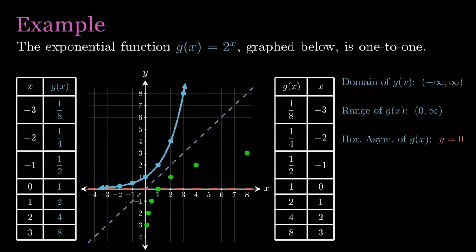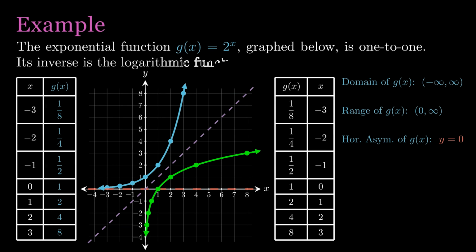And when we join those points with a nice smooth curve, we obtain the graph of the inverse function. And that inverse function, of course, here is the logarithmic function with the same base. We will call it f of x equals log base 2 of x. So that second table of values is really the table of values for that function. And we can examine its properties.